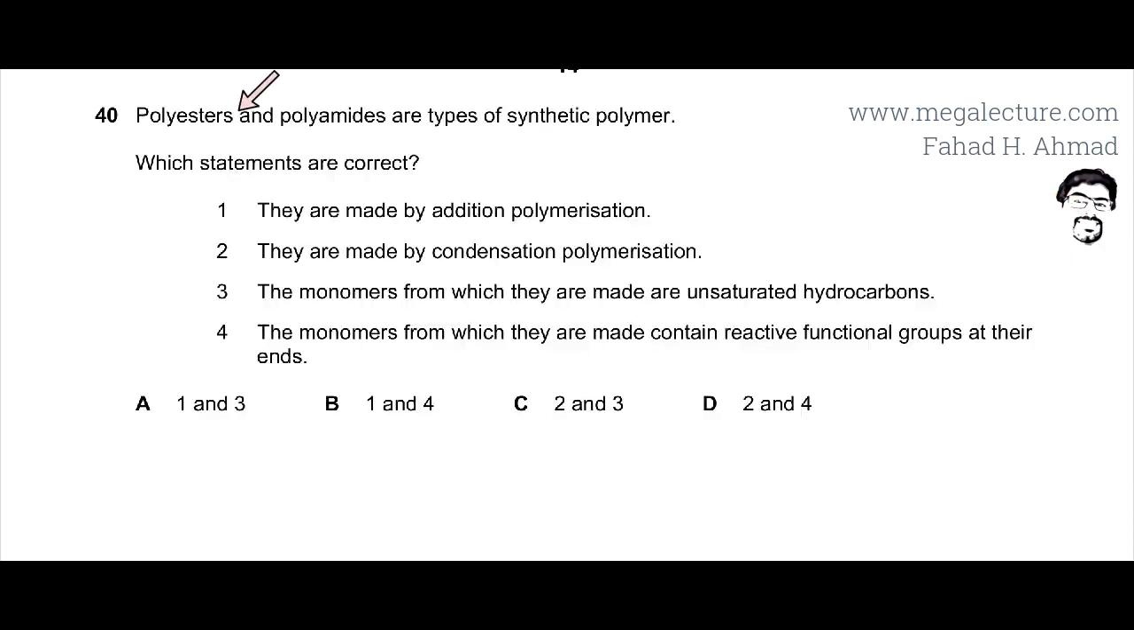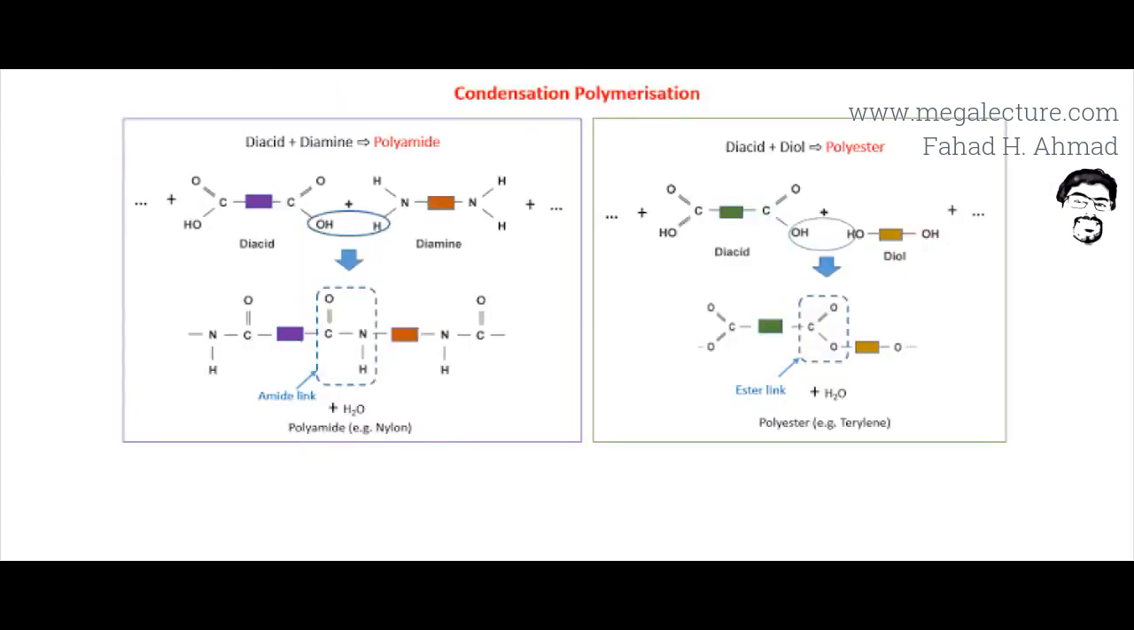The following question reads that polyesters and polyamides are types of synthetic polymers, and which statements are correct? So first, let's quickly go over polyesters and polyamides. So here I've drawn the two images of polyamides and polyesters. So what are polyamides? Polyamides take this diamine. It's a molecule that has NH2 on both sides, and there's a diacid or dicarboxylic acid which has a carboxylic acid group on both sides. So the H is lost from the amine, and the OH is lost from the carboxylic acid. These two end up linking with each other.